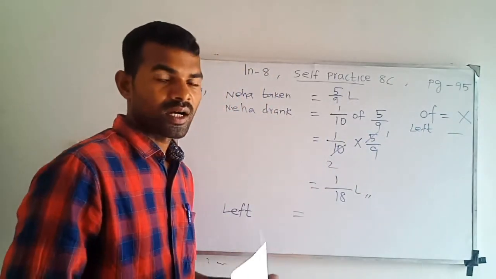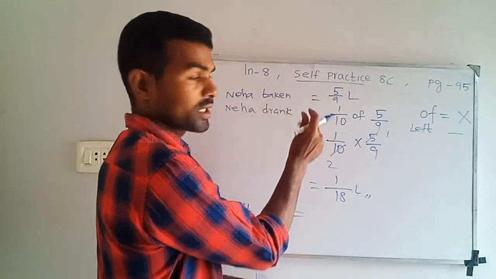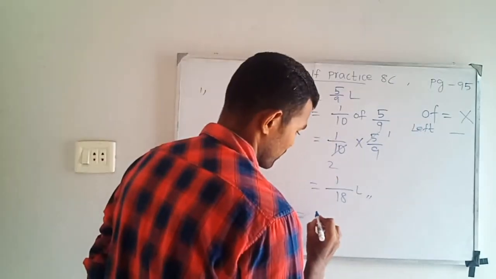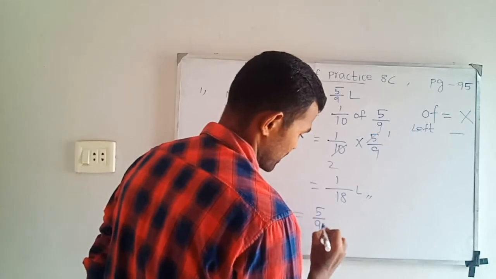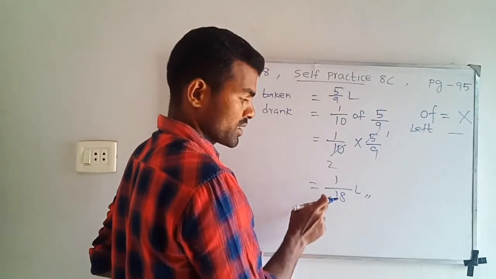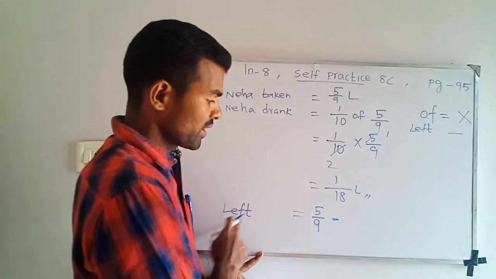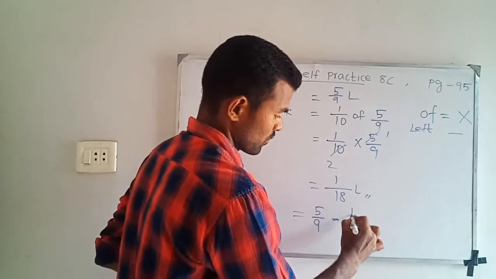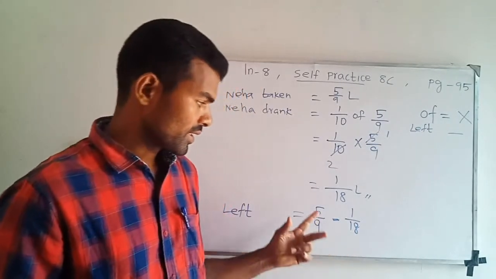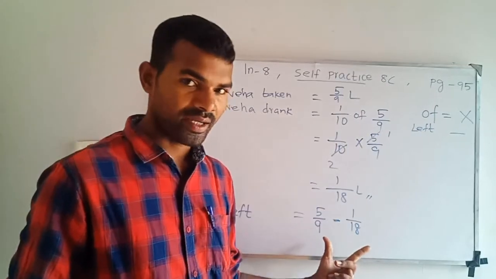So now from where we will subtract? Total she is taking 5 by 9 liter to the gym. From this total, subtract how much she drinks. Left means subtraction, from total, subtract what she drinks, 1 by 18. Students, look at this: 5 by 9 minus 1 by 18. So we can subtract.